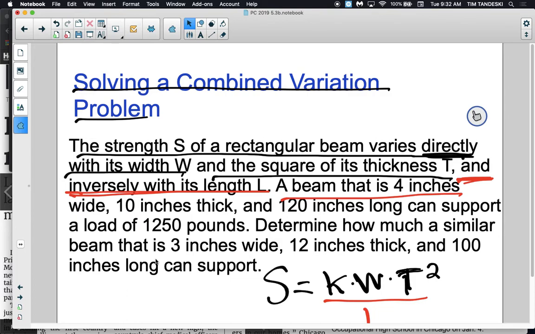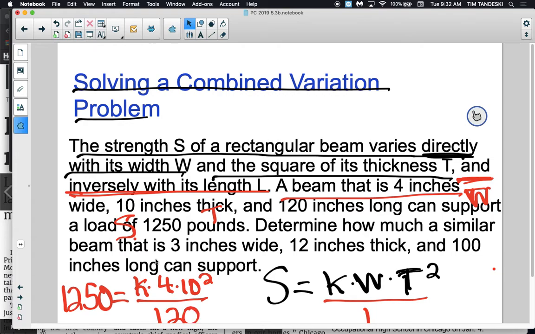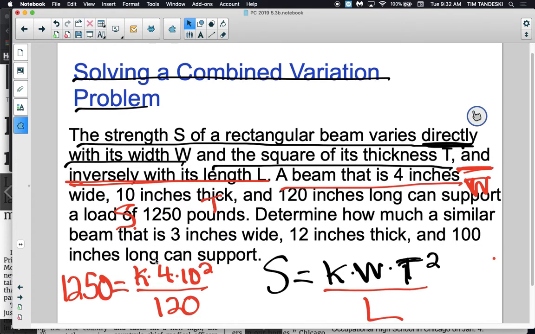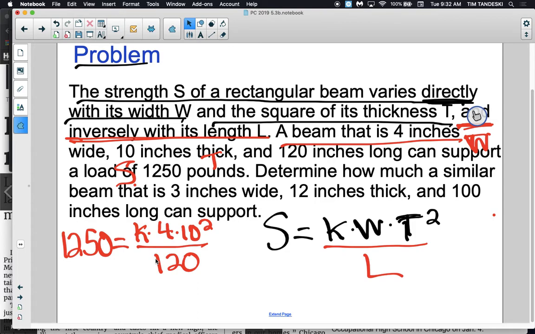All right, now it's just going to be substituting in for variables. So I've got to pick out the value of T right there. T is 4. Oh no, 4 is W. W is 4. It's 4 inches wide. It's 10 inches thick, so that's T. And then it's 120 inches long. And the load that it can support, S, is 1250. So I'm looking at 1250 equals K times 4 times 10 to the second divided by 120. The L was 120. So I'm going to get 400 divided by 120.